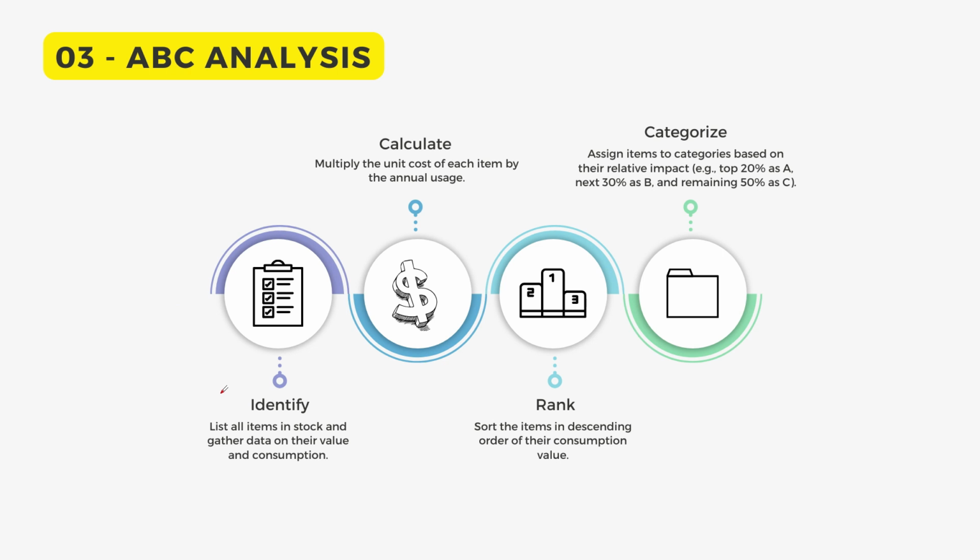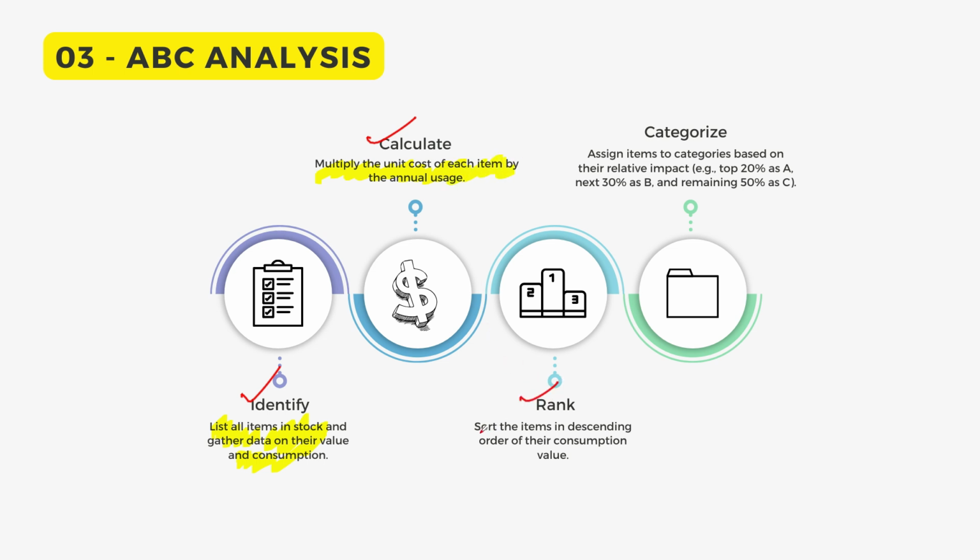Now let's understand the steps to implement ABC analysis. The very first step would be to identify all inventory items. You have to list all items in stock and gather data on their value and consumption. Secondly, you have to calculate the annual consumption value. For that, just multiply the unit cost of each item by the annual usage.